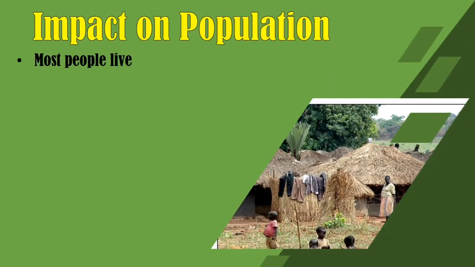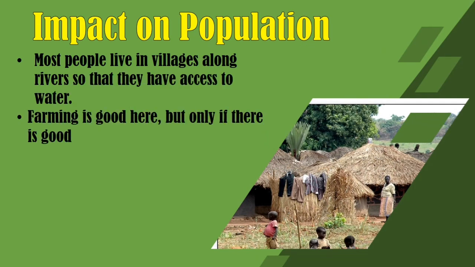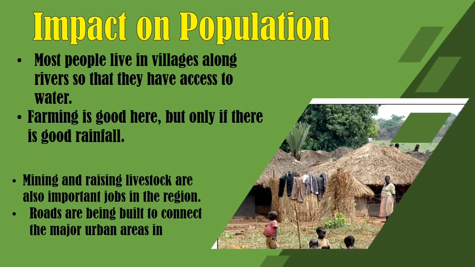As to the impact of the savanna on the population, most people live in villages along rivers so that they have access to water. So farming is good here, but only if there is good rainfall. And grasses and grains like wheat, oats, and sorghum grow in the region. The soil is fertile, but disease-carrying insects like the tsetse fly often make farming difficult.